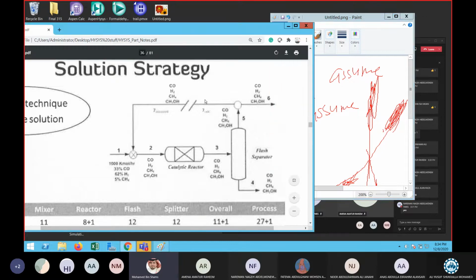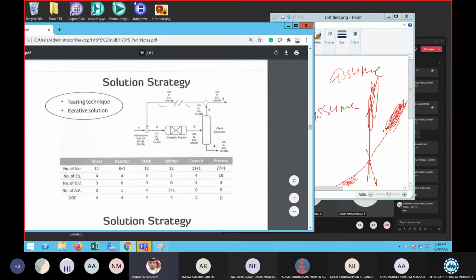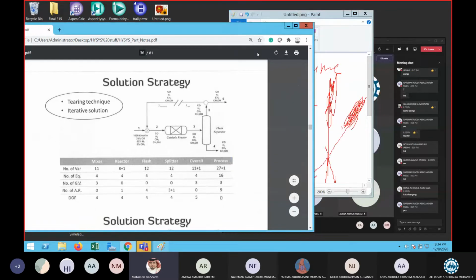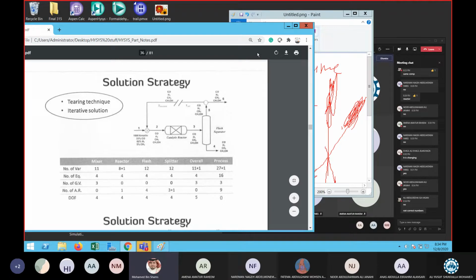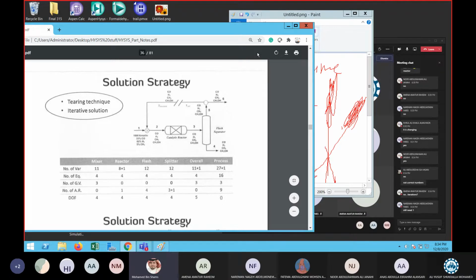Now let me ask you the same question. After I'm assuming these 4, do you think that the mixer will be solved? Yes. Ali Abdurrahman says no. Anyone else? No. Amina says no as well. Still need one iteration. Okay.